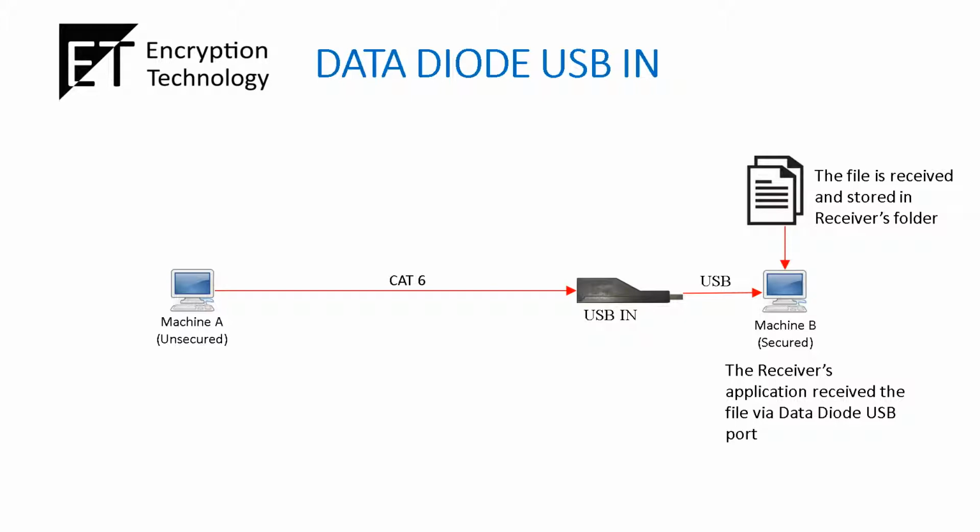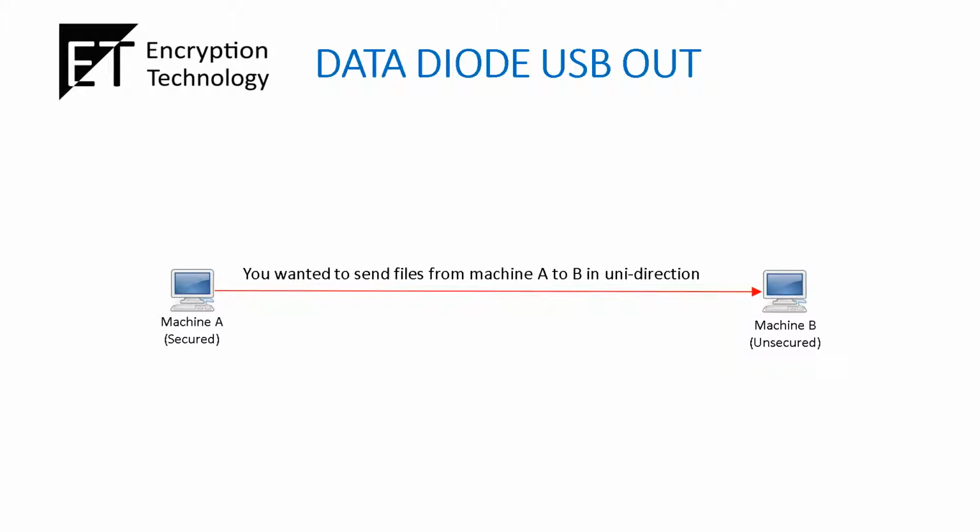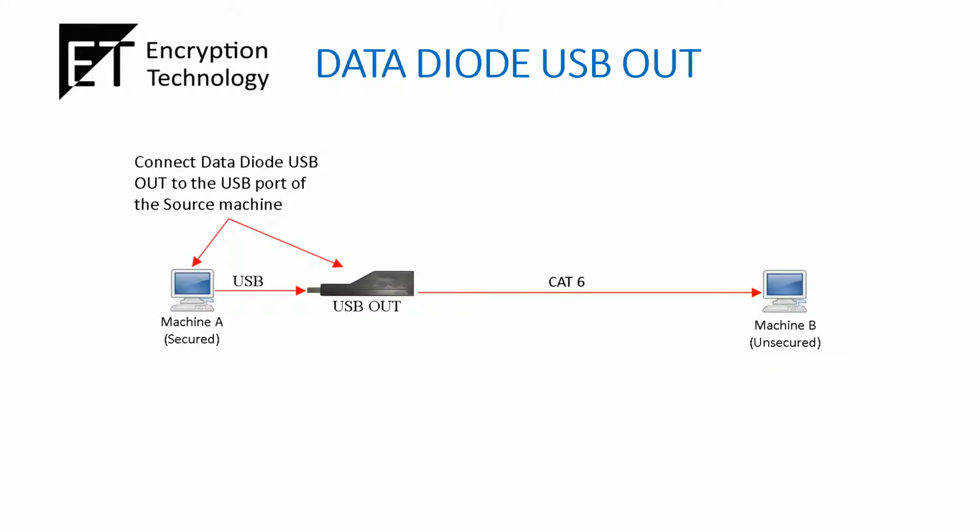In the next slide, we will show you how to use our data diode USB out device if you intend to transfer files from machine A to B while protecting machine A from malicious attacks. Connect our data diode USB out device to the USB port of the source machine, in this case, machine A. The source machine is sending the files to the target machine or machine B. Connect the Ethernet port of the data diode USB out to the Ethernet port of the target machine.